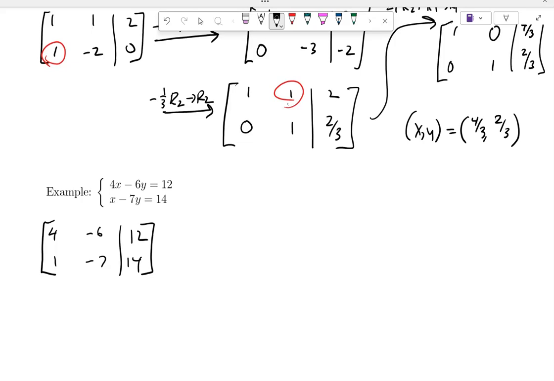All right. Step number 1 is to get what? 1 in the upper left-hand corner. What's the easy way to do that in this case? Swap. Good. Let's swap row 1 and row 2.